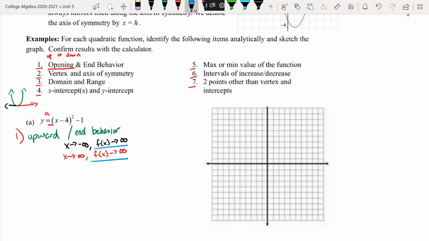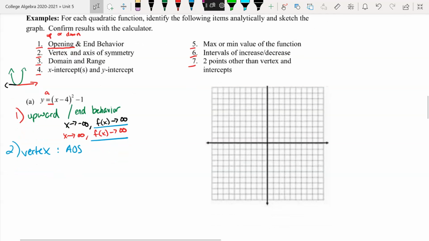Okay? The next step is the vertex. And the nice thing about vertex form and axis of symmetry is vertex form gives you everything you need without even having to do much work. Your vertex is going to be the opposite of the x, so instead of a negative 4, means a positive 4, and then the k on the outside, which is that negative 1. So 4, negative 1. My axis of symmetry is just based on the x value, so I'm going to say x equals 4. So that's your axis of symmetry. This is going to be your vertex.